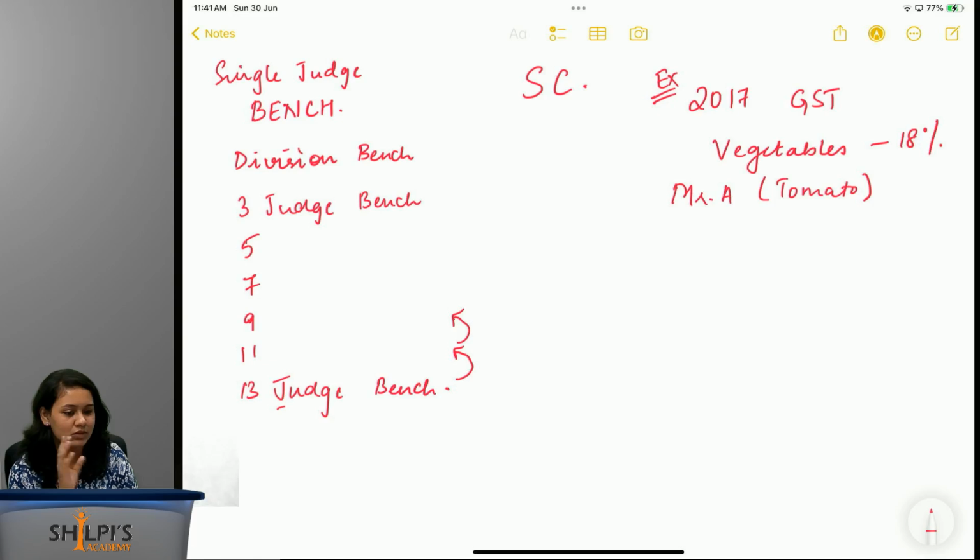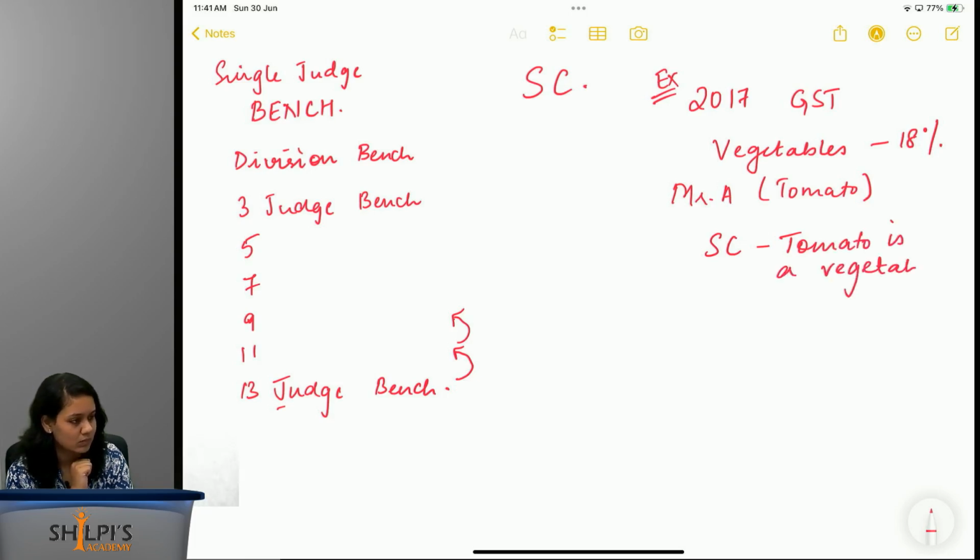What happens over here? GST sends him a notice. Pay up 18% GST. He's like, why should I pay up GST? You only said vegetables, no. Mine is a fruit. So I don't have to pay tax. This will end up where? In court. Now let's say it's gone all the way to the Supreme Court. And here the Supreme Court has given a decision saying that tomato is a vegetable. He would have gone to a lower court, high court, and then finally he would have gone to a Supreme Court.